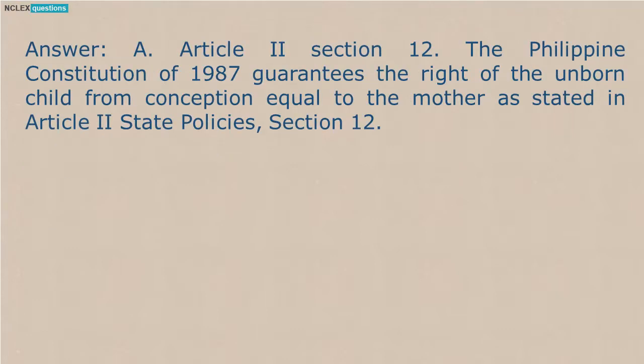Answer, A. Article 2, Section 12. The Philippine Constitution of 1987 guarantees the right of the unborn child from conception equal to the mother, as stated in Article 2 State Policies, Section 12.